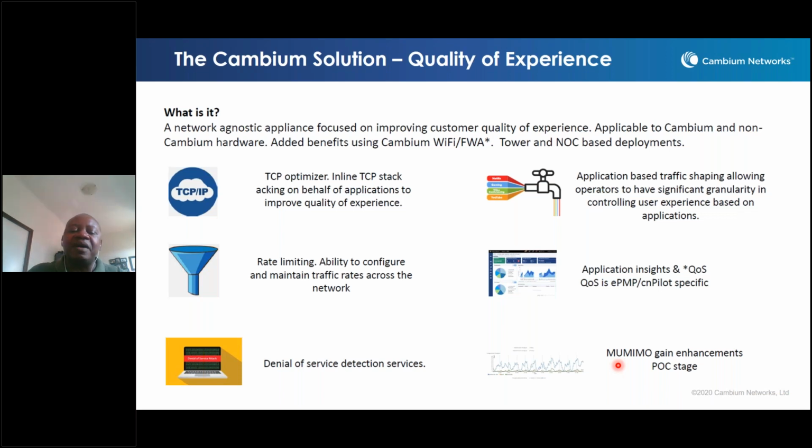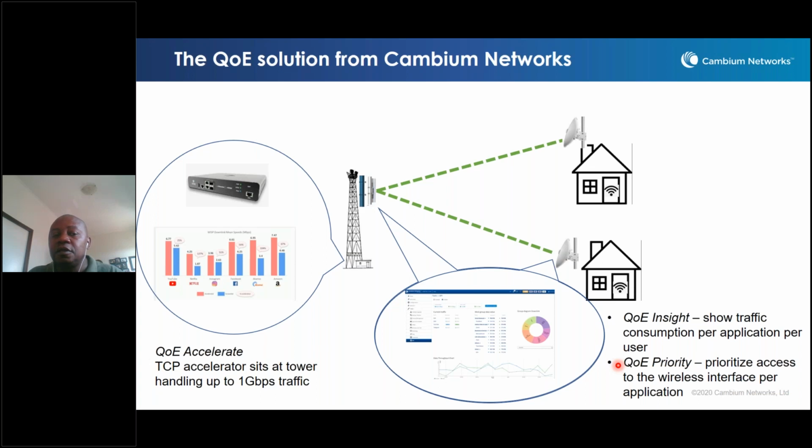Because in MU-MIMO, there's what we call grouping. Depending on where the subscribers are, there's an angle of separation, and you can group them into certain groups. By doing that, you get higher capacity. So that can now be done dynamically through the quality of experience box. Okay, so that's what the box would look like.